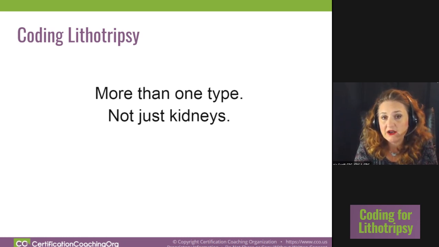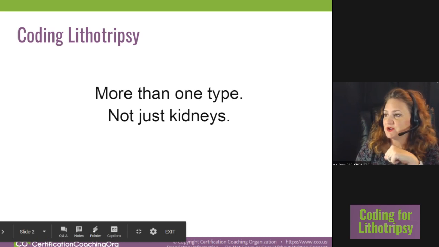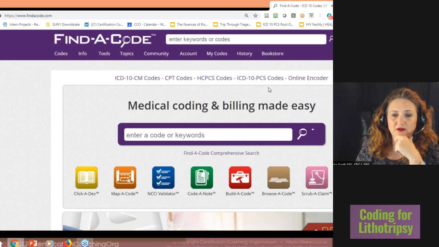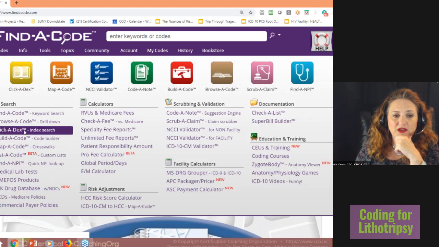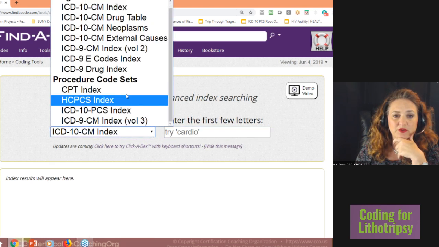Let's look at how to code a regular lithotripsy of the kidneys. Then I'm going to show you how I educated myself on doing lithotripsy for the cardiovascular system. And I bet you're thinking, I didn't even know you could do that. So the first thing I'm going to do is bring over here, find a code, and then we would use the index. The index is just an index search. And we're going to look at CPT because we'll do a CPT procedure.